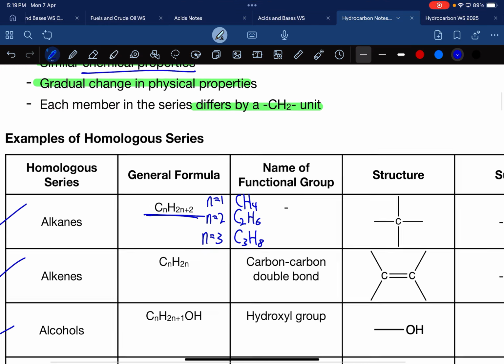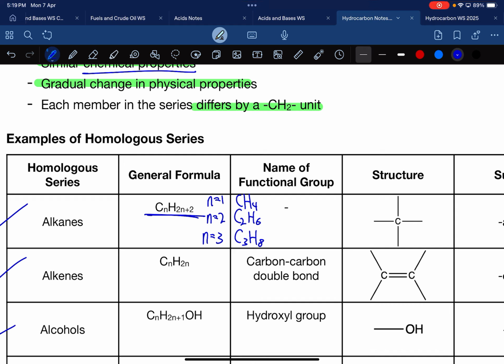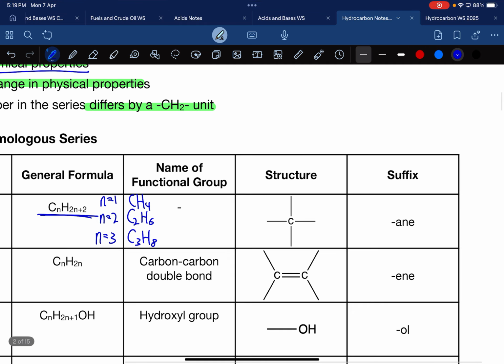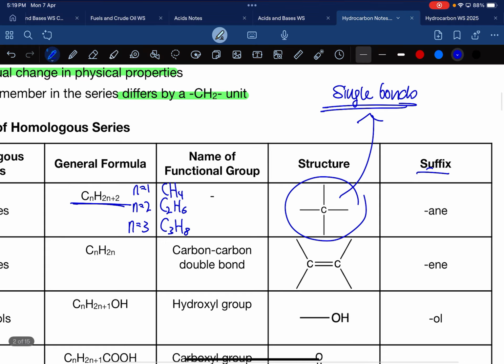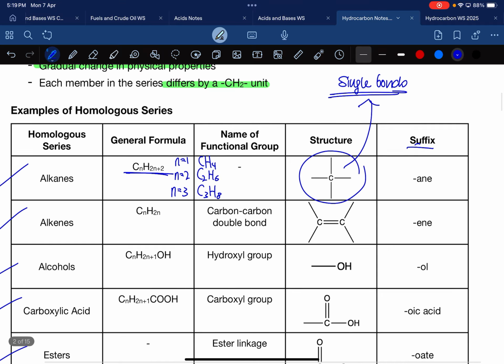The point I'm trying to make is that all of your homologous series members share the same general formula. The chemical formula is definitely different, yes, but generally they are the same. The structure will just be a bunch of single bonds, single bonds only. And this part is called the suffix, in other words the ending of your name, like your surname. The suffix is -ane: methane, propane, butane. All of these share the same suffix.